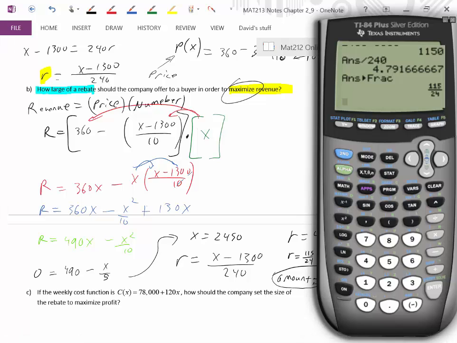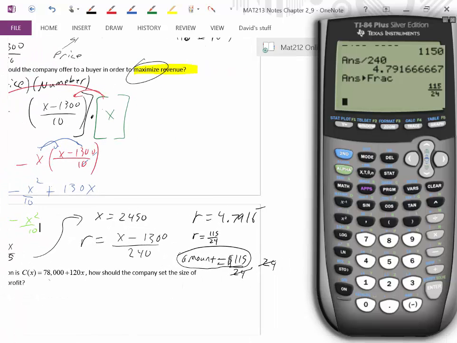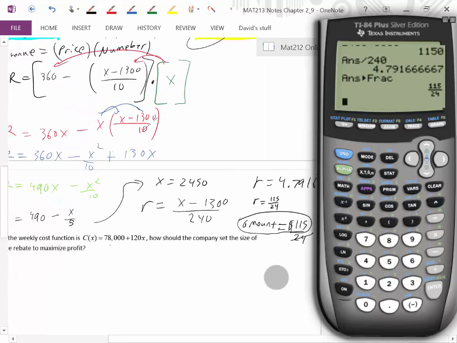We'll maximize our revenue, and there you go. So now if you wanted to, you could take this x and substitute it back into the revenue equation to figure out what that revenue would be. But you may not care. You might just say this is the best we can do is when we offer a $115 rebate.